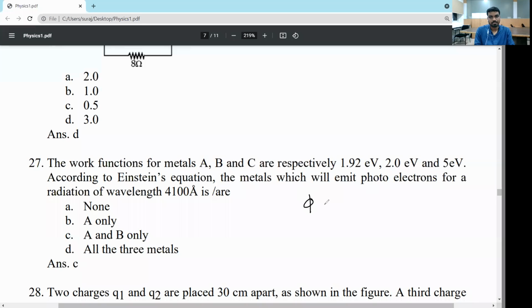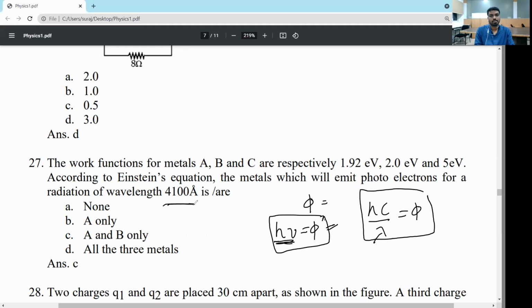Work function is what? Phi. So for emission of an electron, minimum h nu should be equal to phi. Solve it. You will get the answer. hc by lambda equal to phi. We have done this: for 1000 angstrom, 12400 by 4100. It should be greater than 5. Next, question number 28.